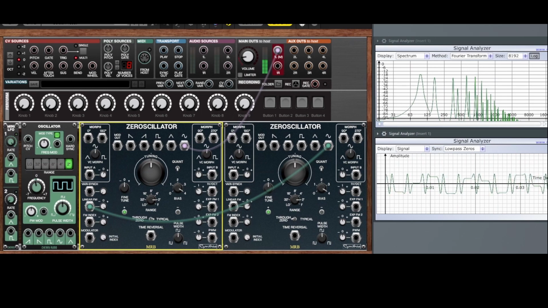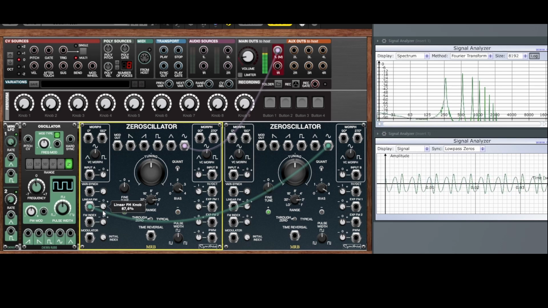Well, back to a simpler patch. Just linear FM sine wave modulates sine wave. But now I switch from typical to through zero and get a completely different spectrum, a completely different sound. And the red LED starts suddenly blinking. This red LED is always lit when the wave goes through zero, whatever the meaning of this term may be. Explanation in a minute or two.